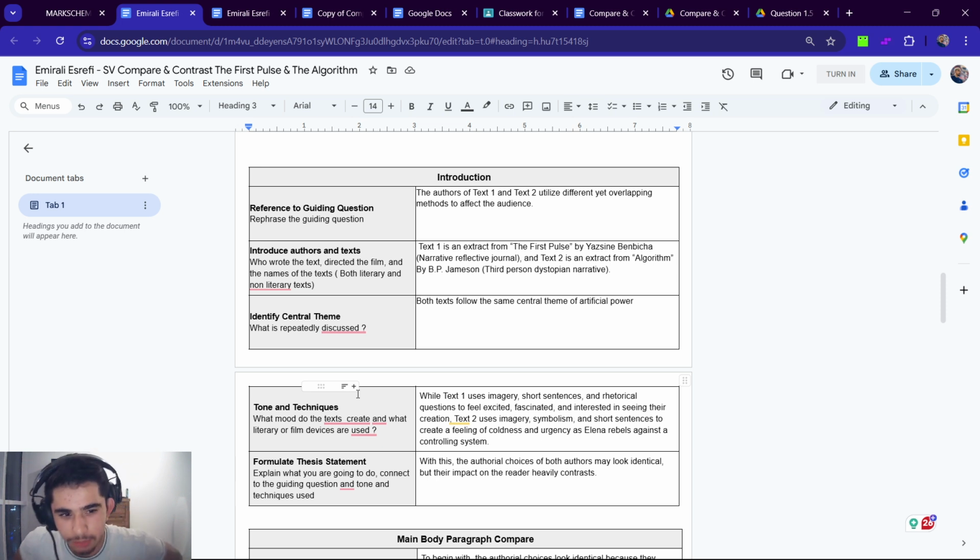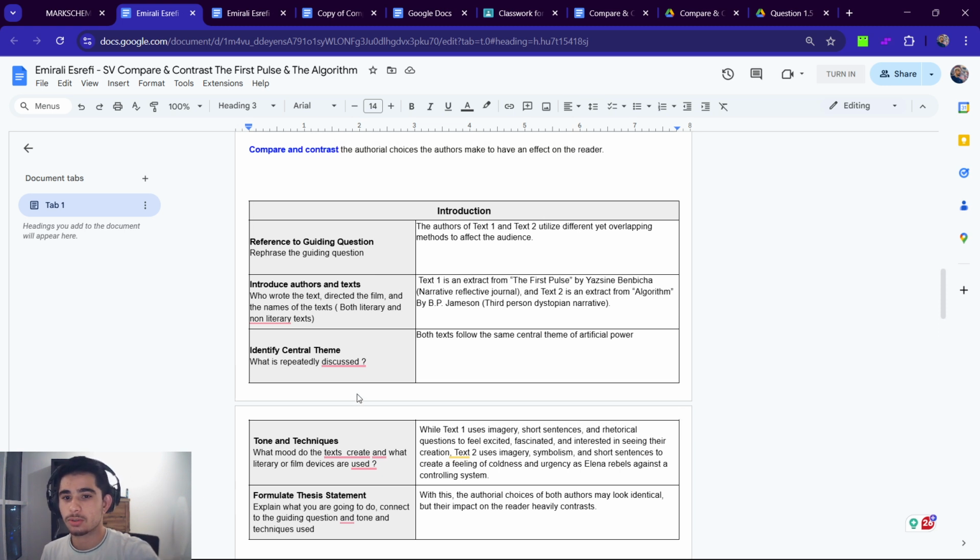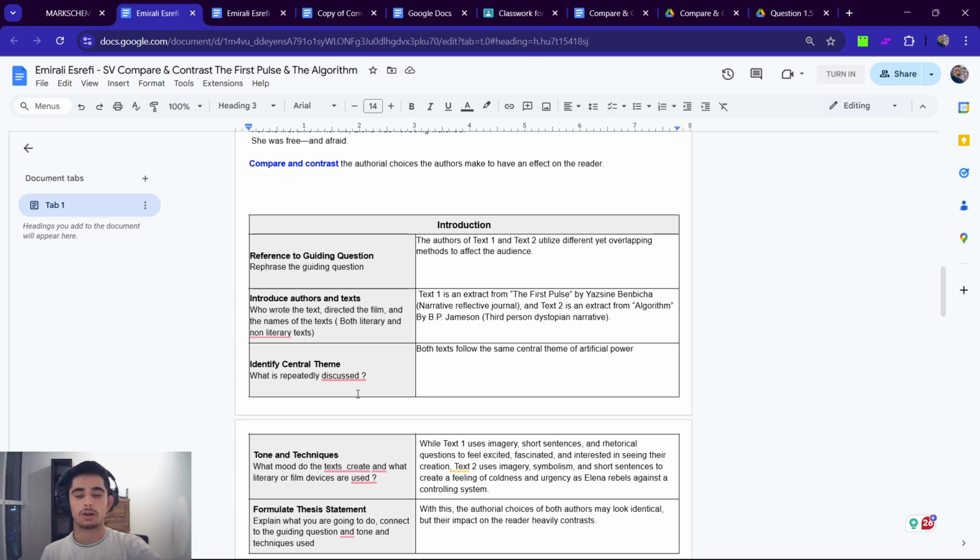So, in your introduction paragraph, you want to set everything up for the reader. Here's what you need to include. First, we have reference to guiding questions. So, we see that our guiding question says compare and contrast the authorial choices the authors make to have an impact or effect on the reader. So what I did was to rephrase it into an answering way. I said the authors of text 1 and text 2 utilize different yet overlapping methods to affect the audience. Cheeky like that. You can use it as much as you want. I have not patented it.